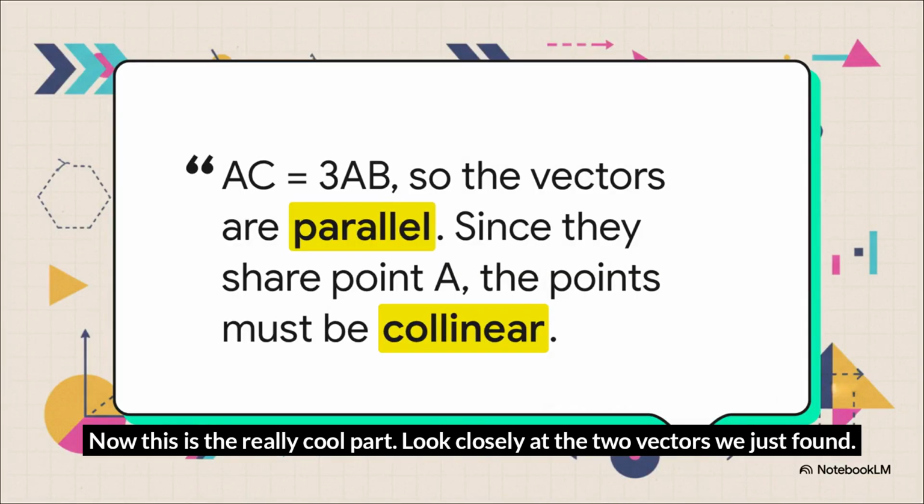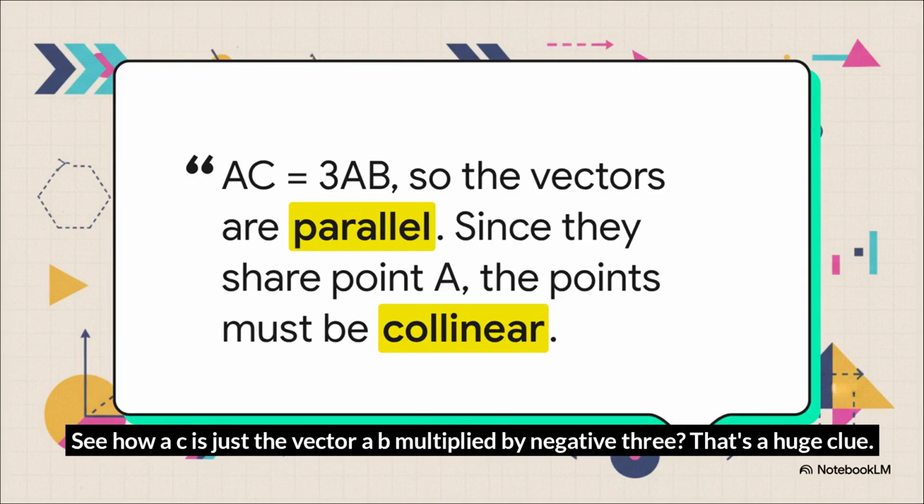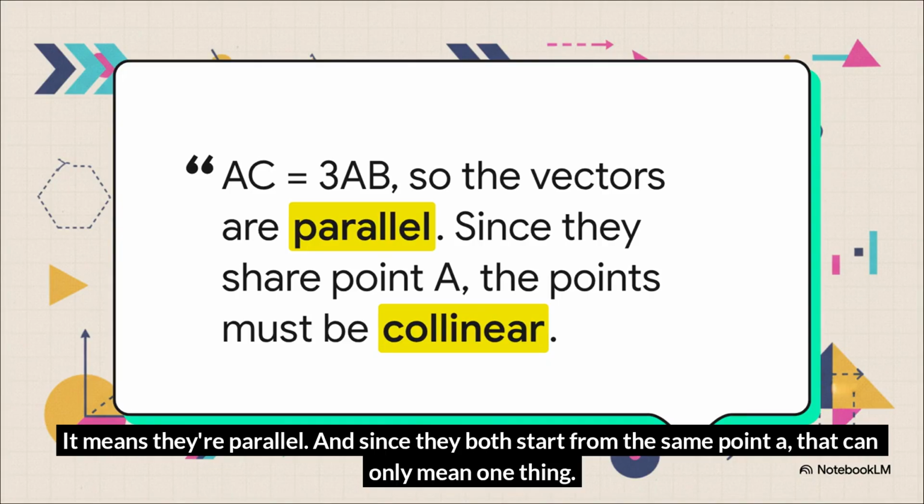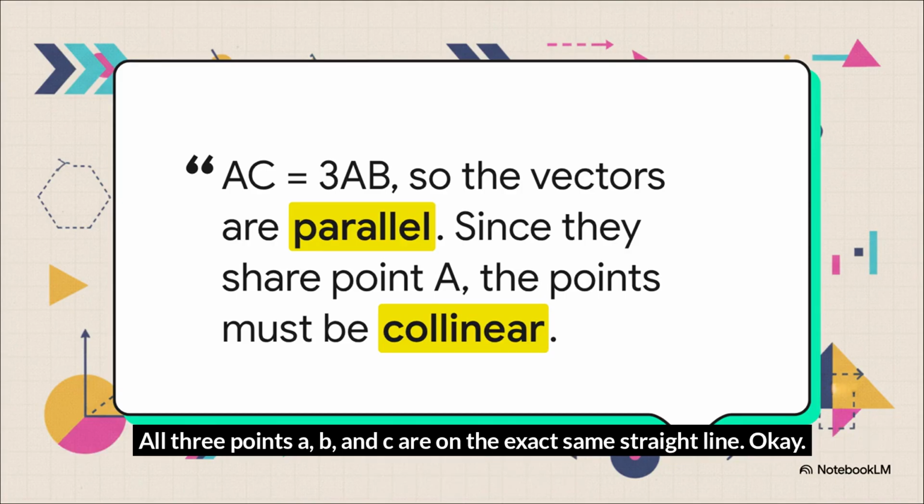Now this is the really cool part. Look closely at the 2 vectors we just found. See how AC is just the vector AB multiplied by negative 3? That's a huge clue. It means they're parallel. And since they both start from the same point A, that can only mean one thing. All 3 points, A, B, and C, are on the exact same straight line.